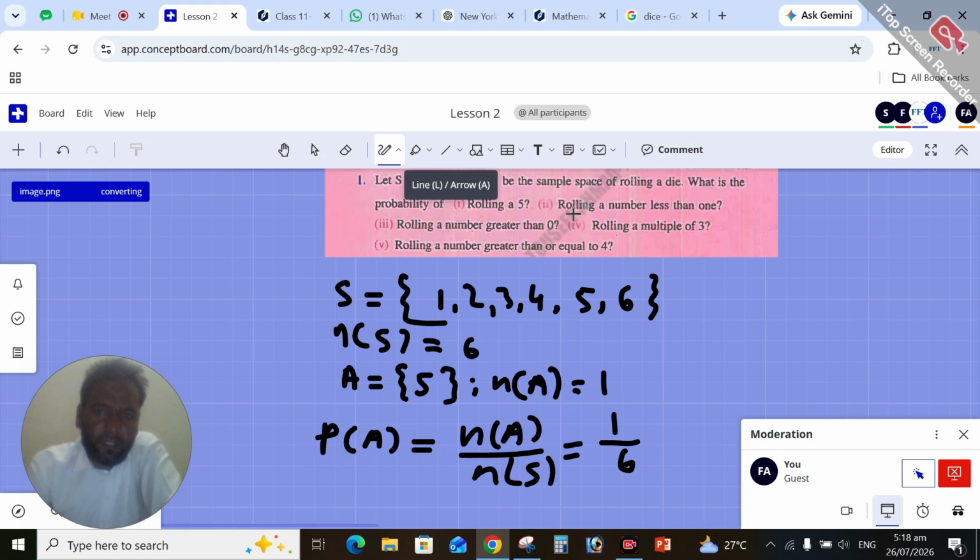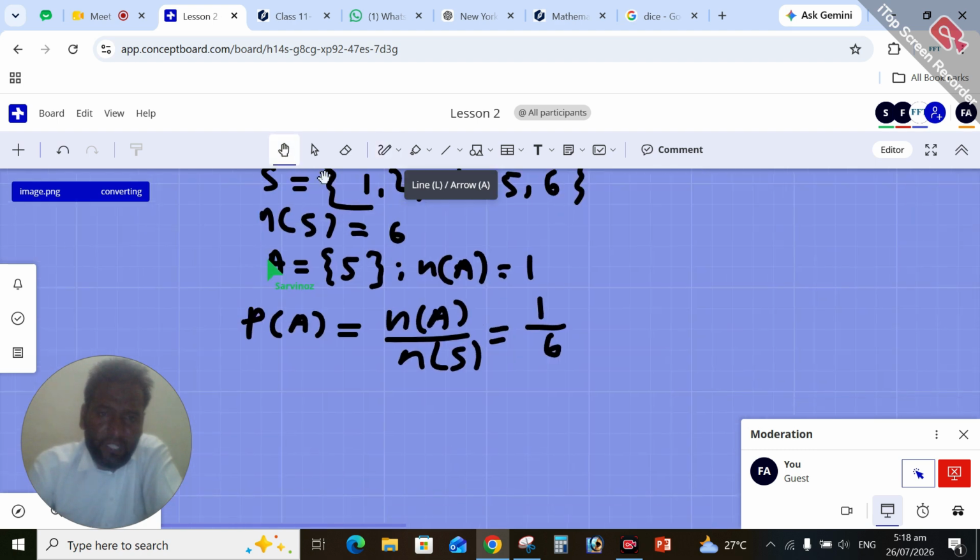Number 2, rolling a number less than 1. How many numbers are less than 1? Only 0, and there is nothing here, so this is an impossible event. So the probability of B is nothing here, and this one is an impossible event, right?